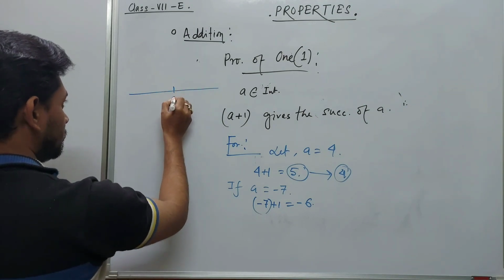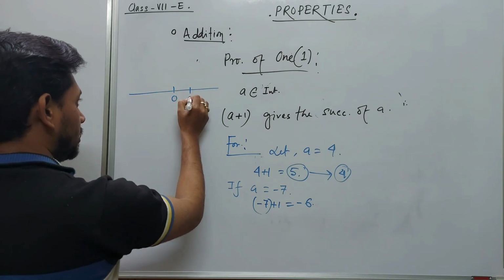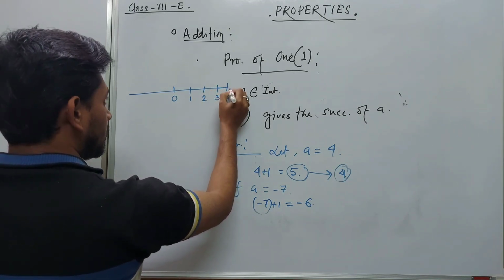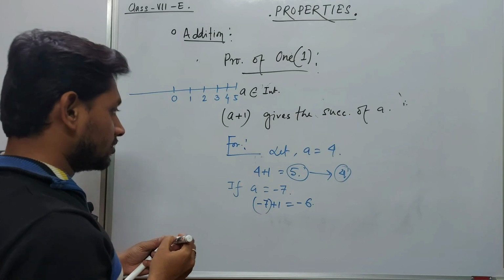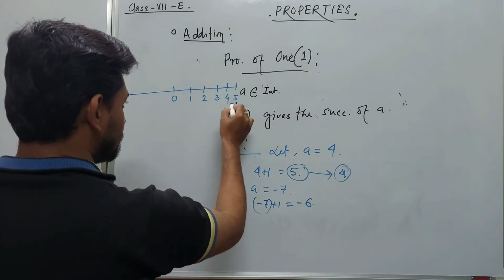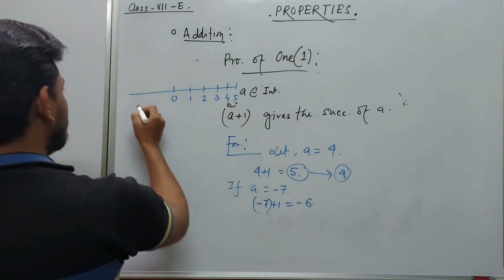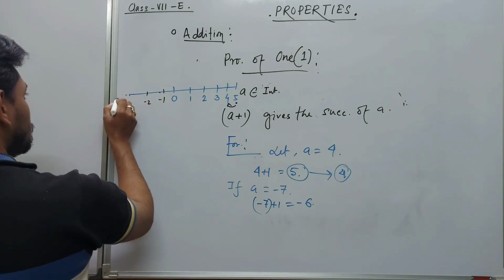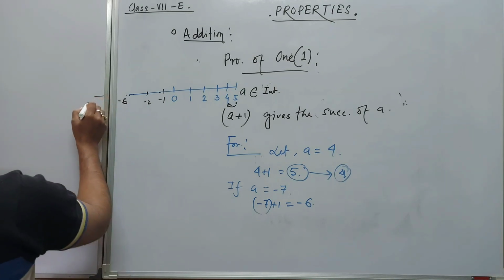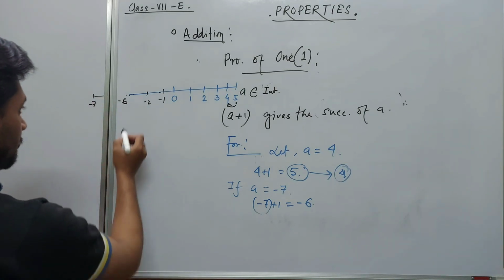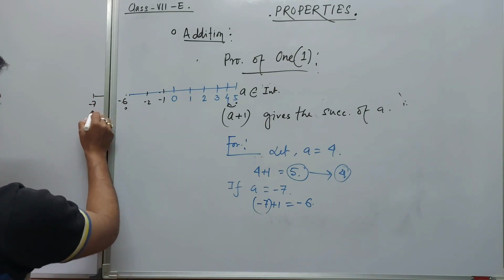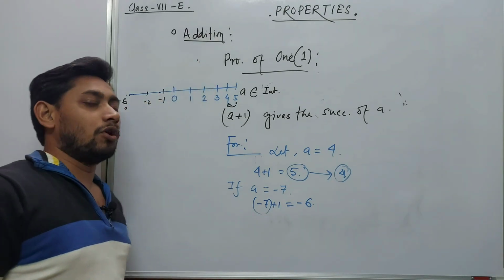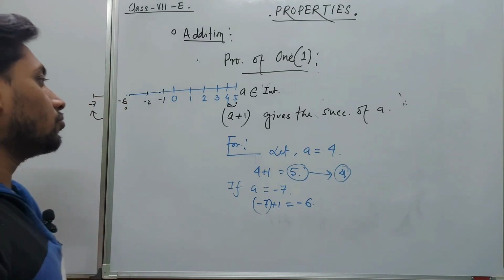Check in this table: 0, 1, 2, 3, 4, and this is 5. That is, 5 is the successor of 4. Similarly, minus 1, minus 2, minus 6, here minus 7. That is, minus 6 is the successor of minus 7. So this property is called the property of 1.